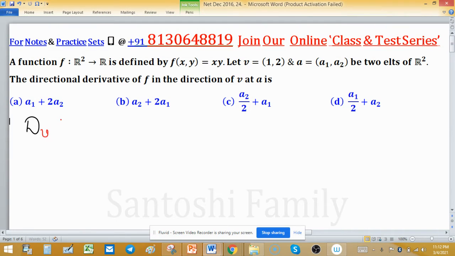This information can be represented by this compact form. At the point a, this is the directional derivative in the direction of v at the point a. Normally we represent directional derivative by this formula or mathematical expression. Now, first understand what is the meaning of directional derivative. It is the fast way to check whether a function is differentiable or not.